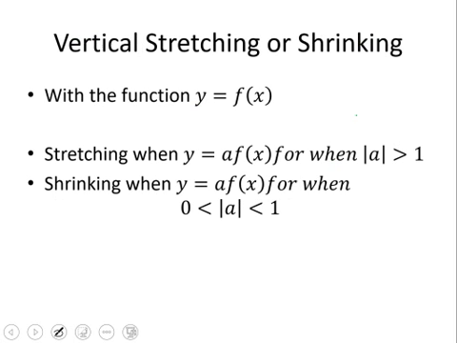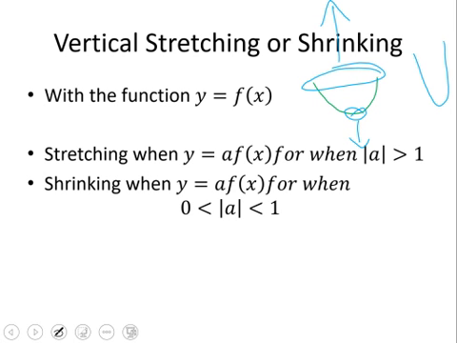Vertical stretch and shrinking. For a given function y equals f of x, you're stretching it when you're multiplying it by a times your function, where the absolute value of a is greater than 1. What we mean by stretching is that you're taking the top and bottom of it. If this is our normal parabola, you're grabbing it from here and here, and pulling it in opposite directions. What ends up happening is that you make it narrower. You stretch it out from the top and bottom.